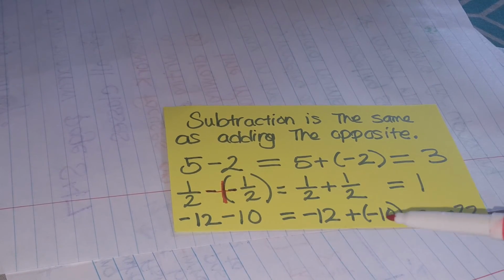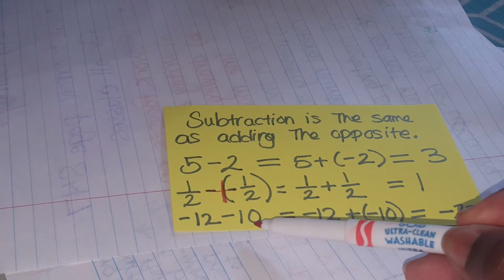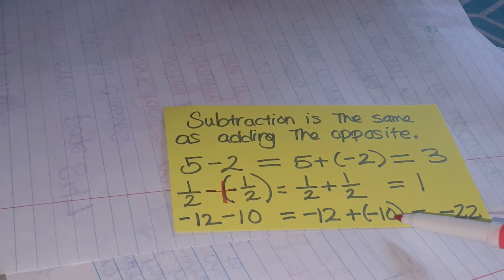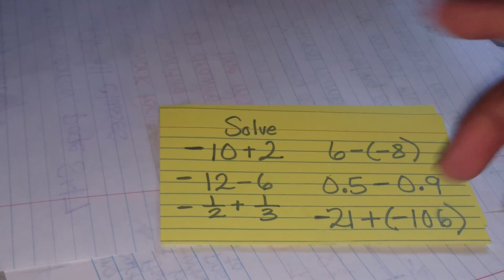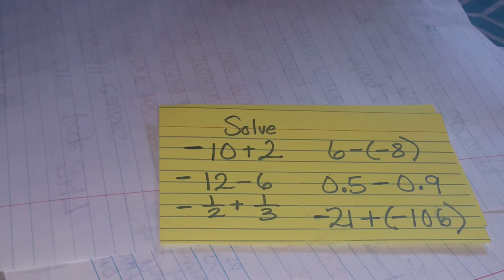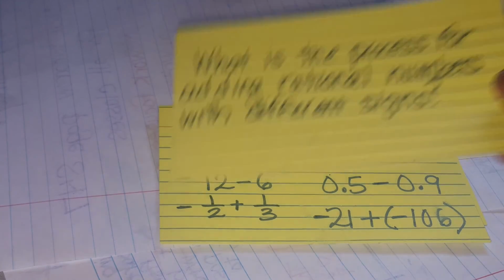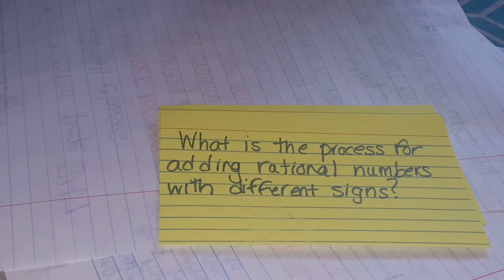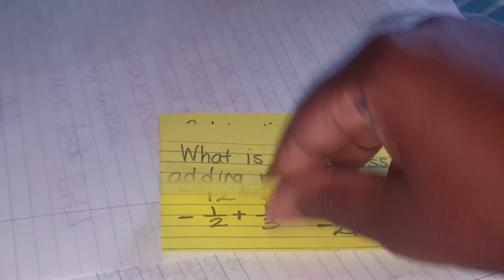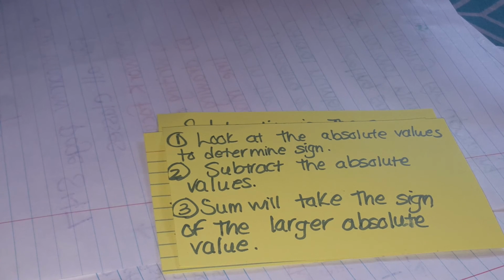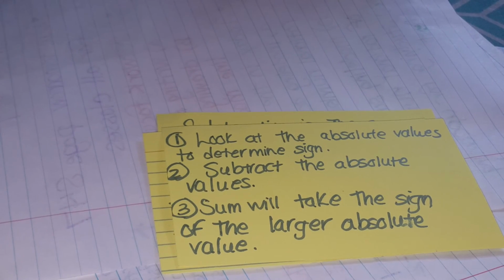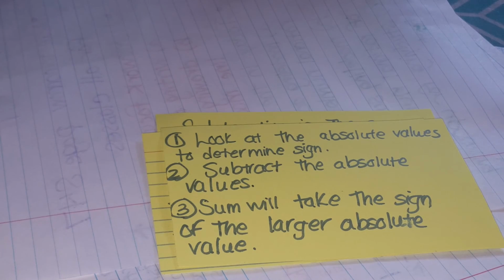Negative 12 minus 10, same as negative 12 plus negative 10. So subtracting a positive, the same as adding a negative. And negative 12 plus negative 10, that's negative 22. Couple more examples. You can put some problems on a card for yourself to solve. Then here, what's the process for adding rational numbers with different signs? And then here, first step, look at the absolute value to determine the sign. Subtract. Then the sum will take the sign of the larger absolute value.